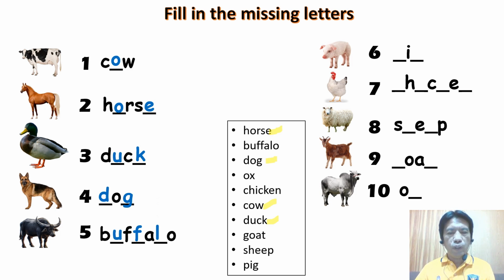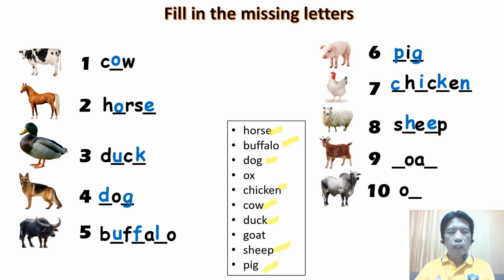Okay, check buffalo here. Number six, P and G, P-I-G, pig. Where is pig here? Okay, let's check. Number seven, what are the missing letters? C, I, K, N, chicken. Check. Number eight, H and E, sheep.